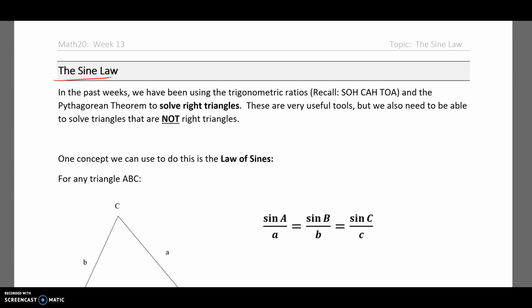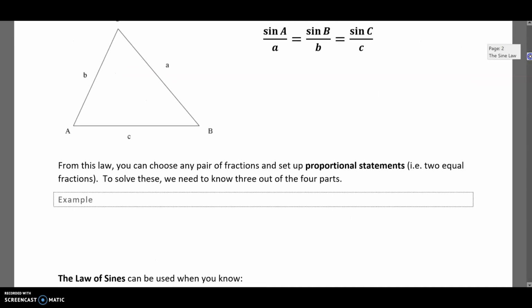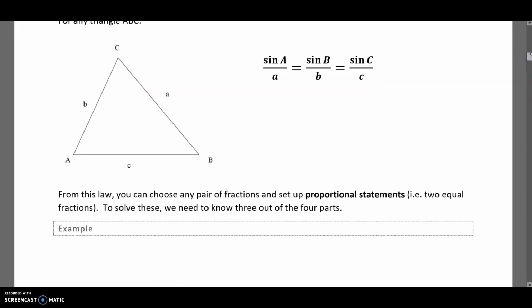So if we keep labeling our triangle the same way, even though we don't have a right angle for triangle ABC, notice the angles are labeled with capital letters, and across from angle A is side a with a lowercase, across from angle B is side b with a lowercase, across from angle C is side c in lowercase. This labeling will hold true for all triangles.